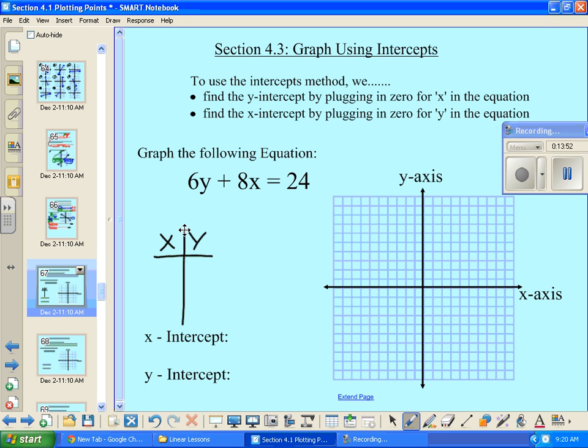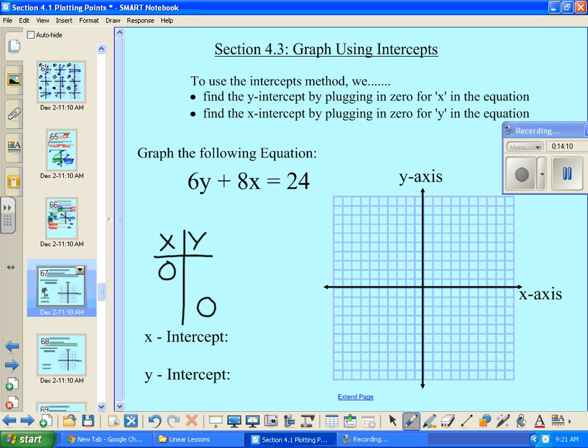So what I'm going to do is I can still make my xy table, but instead of putting 0, 1, and 2 in, it's not as easy in a problem like this to do that. Instead, I'm going to put 0 in for x. I'm going to put 0 in for y as well, because that'll find my two intercepts. When I put 0 in for x, it'll find my y-intercept.